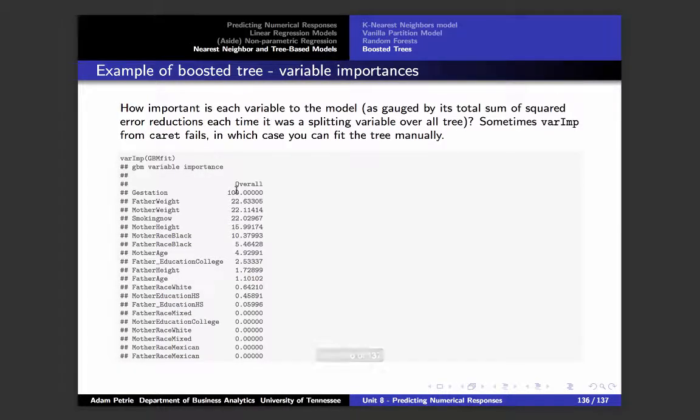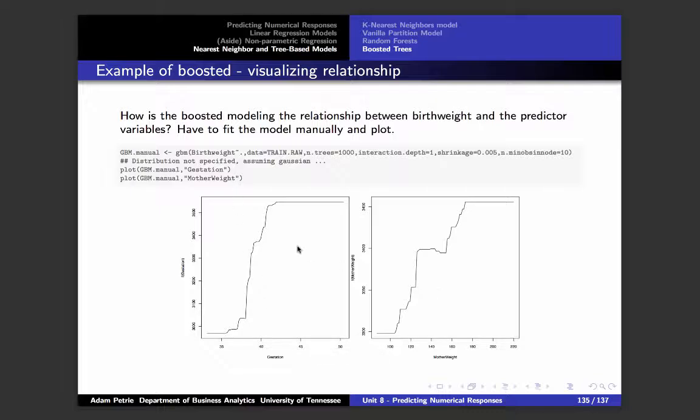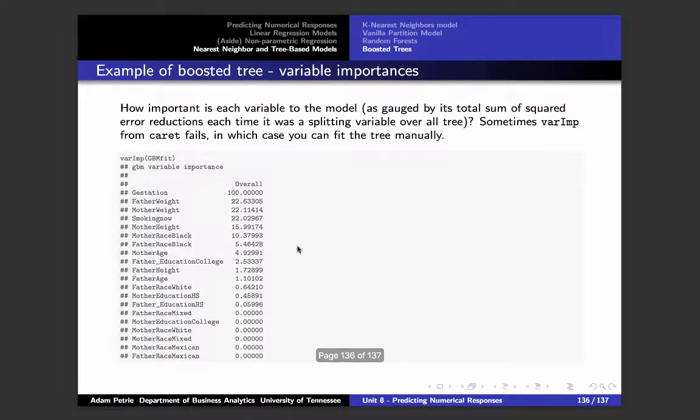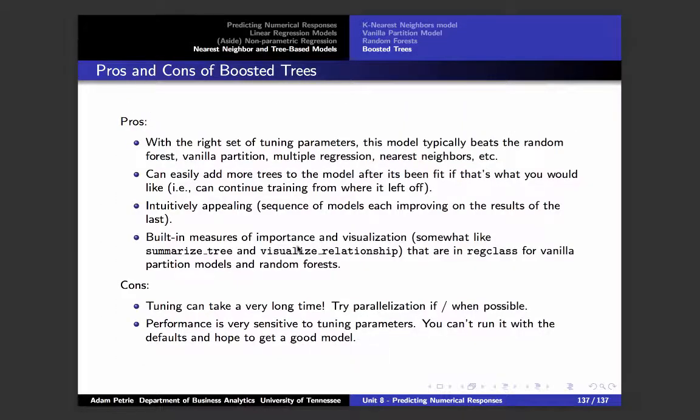We still get variable importances. We can still visualize what relationships look like as well. It's pretty neat stuff. This is really the state of the art. XGBoost takes this to the next level, where it actually employs regularization when coming up with these trees in the sequence. And so XGBoost is really the most powerful thing you can be doing in predictive analytics currently, but it is extraordinarily time consuming to tune the parameters there.